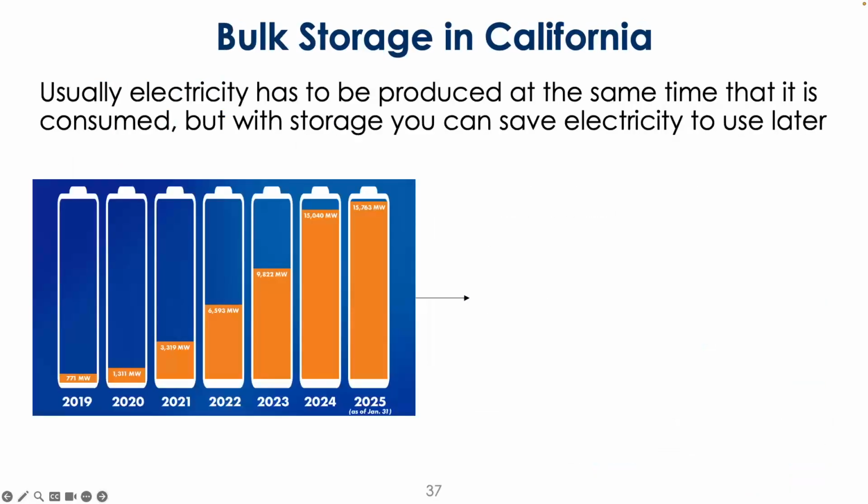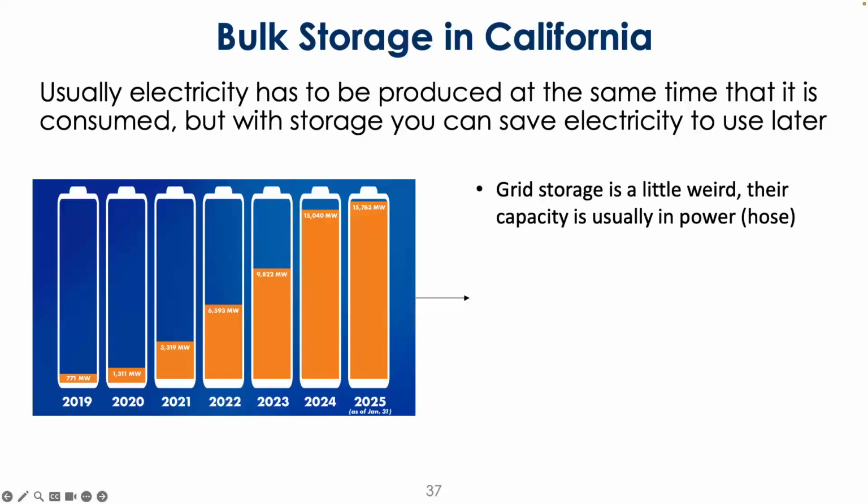The other thing I want to point to is battery storage in California. We have a lot of solar. One of the ways that we can mitigate some of the grid issues is having bulk storage where you can actually take electricity from the grid, store it, and use it at times when you need it. Okay? So it's a little bit weird the way we do storage on the power system.